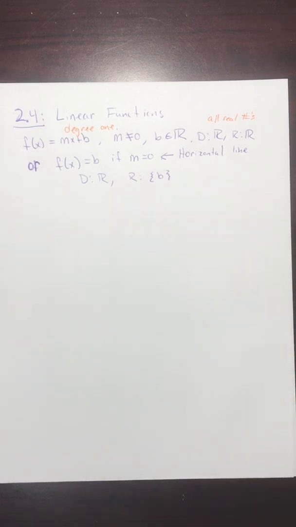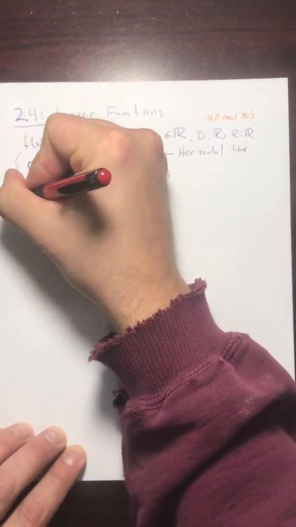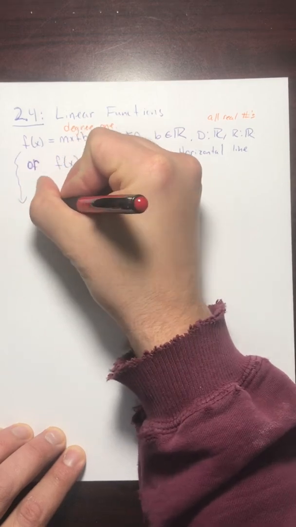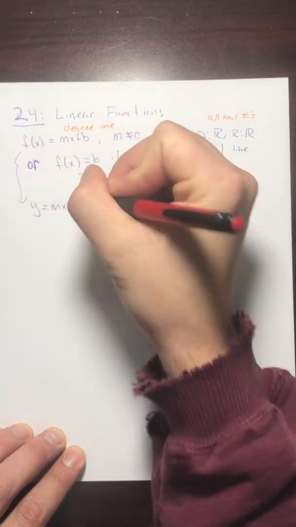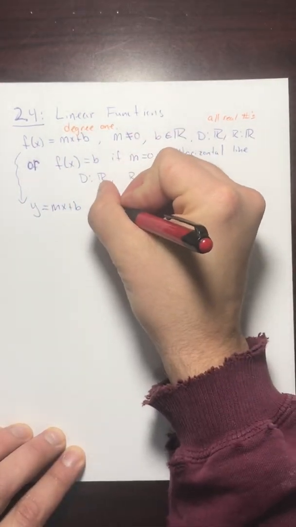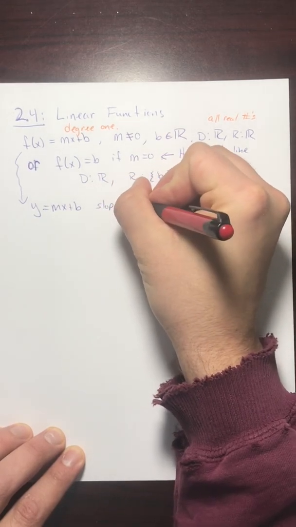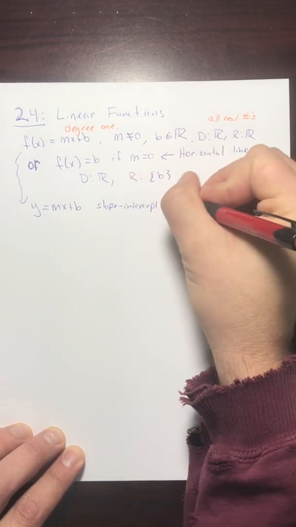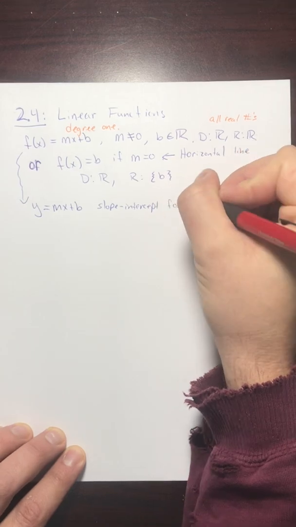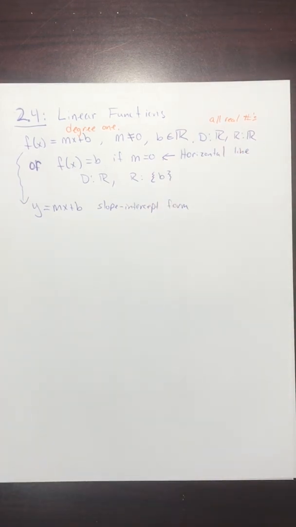This is going to look familiar to y equals mx plus b, which is slope-intercept form of a line. And we talk a little bit more about that here coming up in the next section, actually.